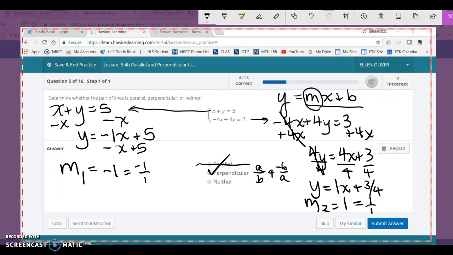So it is perpendicular. This was a little bit hard to see because 1 and -1, it's hard to see that those are negative reciprocals, but if you put them into this form, and because the top number is 1 and the bottom number is 1, as long as they're opposites, they're perpendicular.